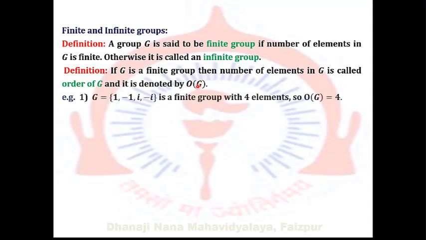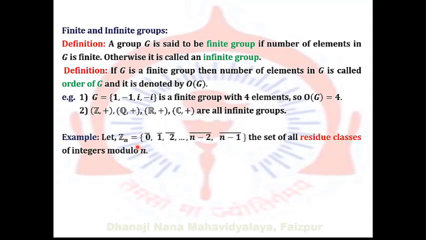For example, let G is nothing but set containing elements 1, minus 1, i, minus i. It is a finite group with 4 elements, so order of G is equal to 4. Z, Q, R, C all are infinite groups with respect to usual addition.